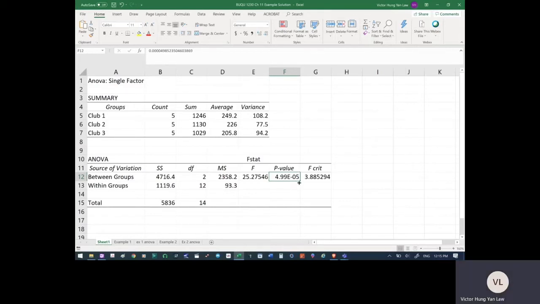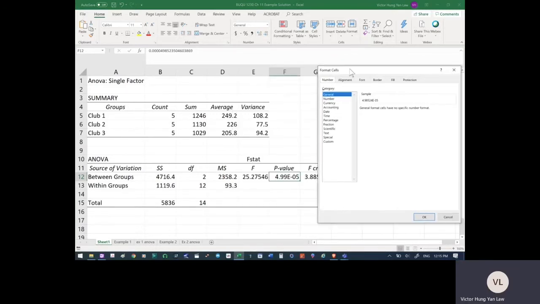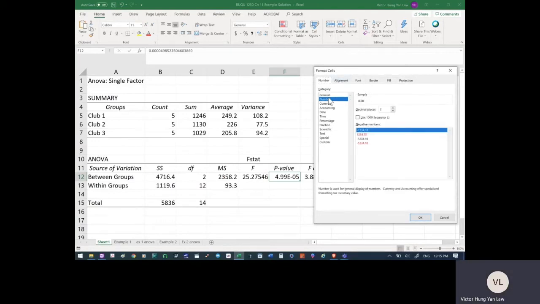And what we need to do is convert this to a number that we can actually understand. How we do that is we right-click on it, and then we click on Format Cells. Once we click on Format Cells, we're going to click on Number, the second one, Number.